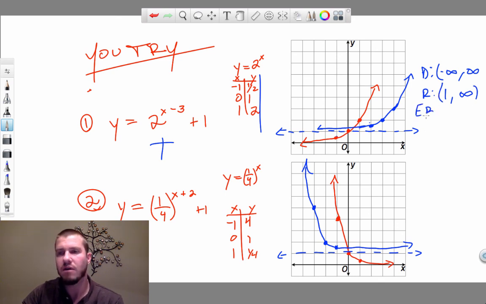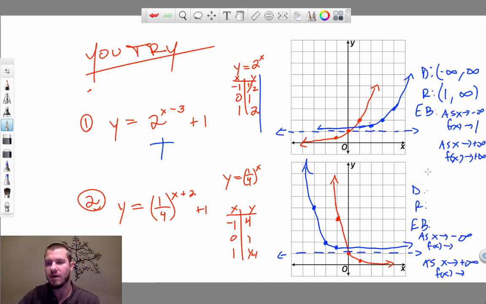My end behavior, +infinity. For the second one, this is exponential decay because the b is less than 1. My domain is all real numbers. My range is from the asymptote to infinity. My end behavior is as x approaches -infinity, f of x is approaching +infinity, and as x approaches +infinity, f of x is approaching the asymptote of 1.